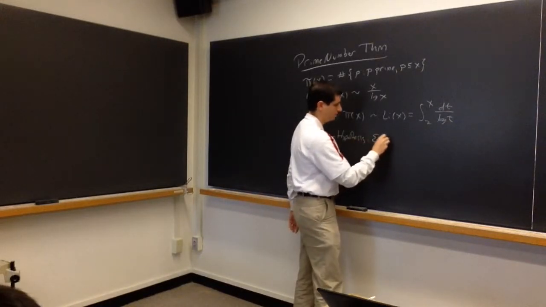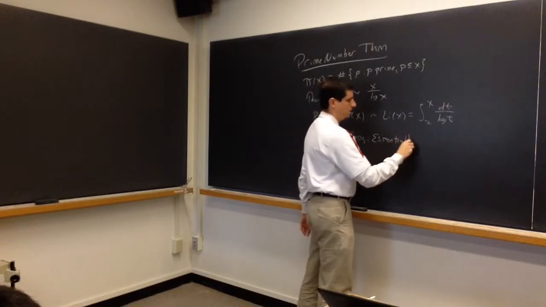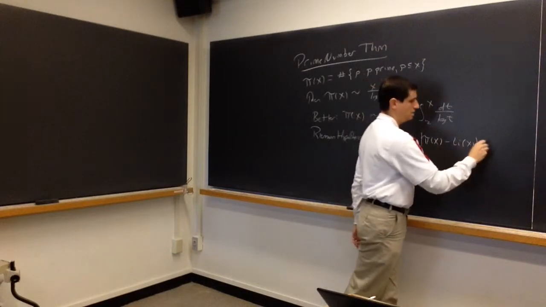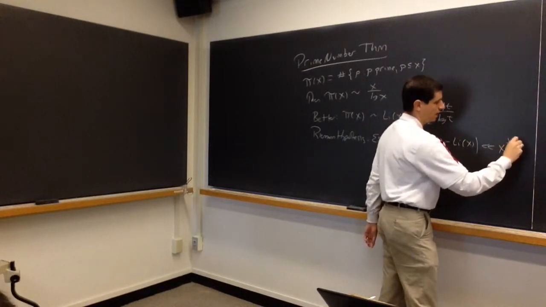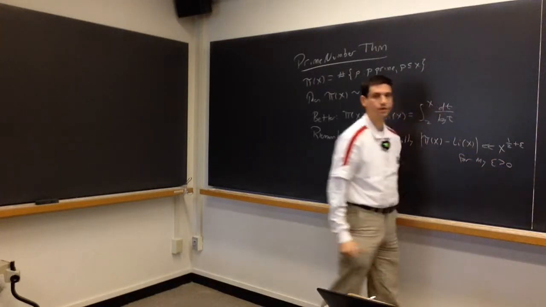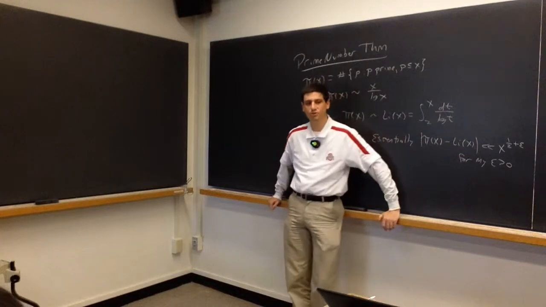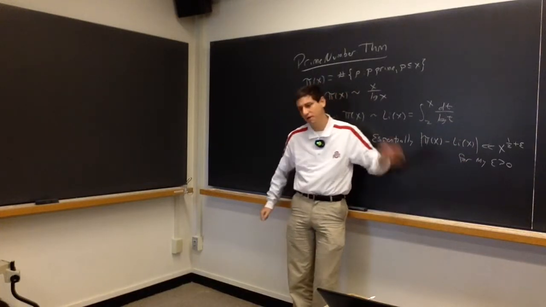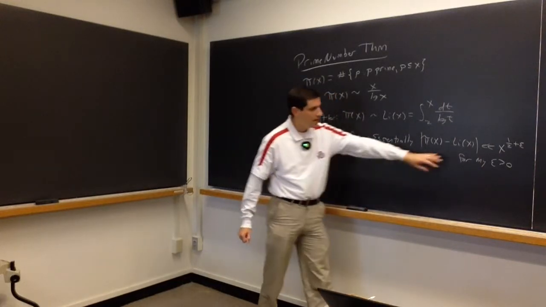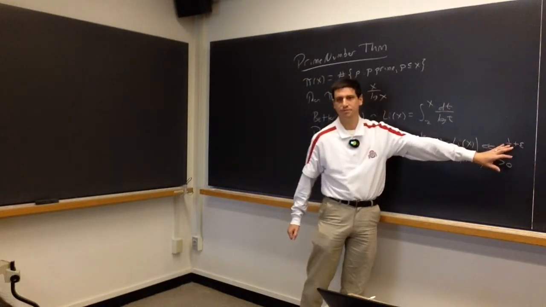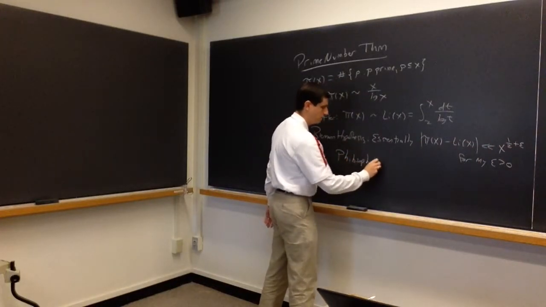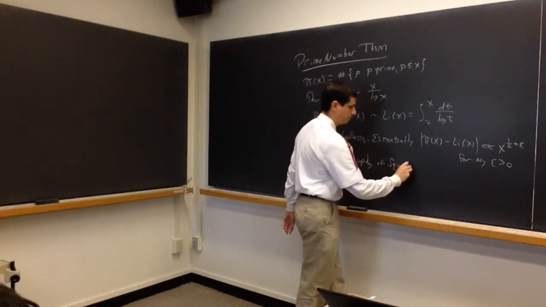Essentially, it means pi of x minus li of x is bounded by x to the 1/2 plus epsilon for any epsilon greater than 0. You can do a little bit better than the plus epsilon. You can replace it, I believe, with log squared of x. But I really don't want to worry about being too accurate right now in the broad overview. It's about square root cancellation. So think philosophy of square root cancellation.